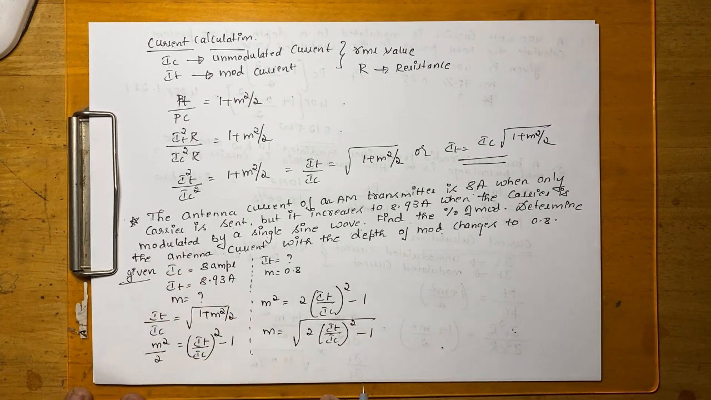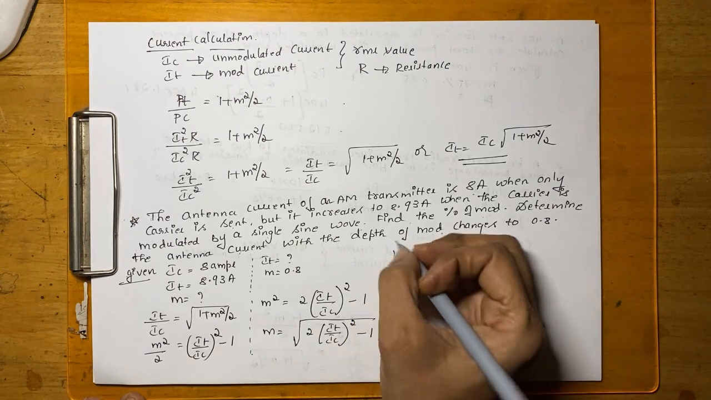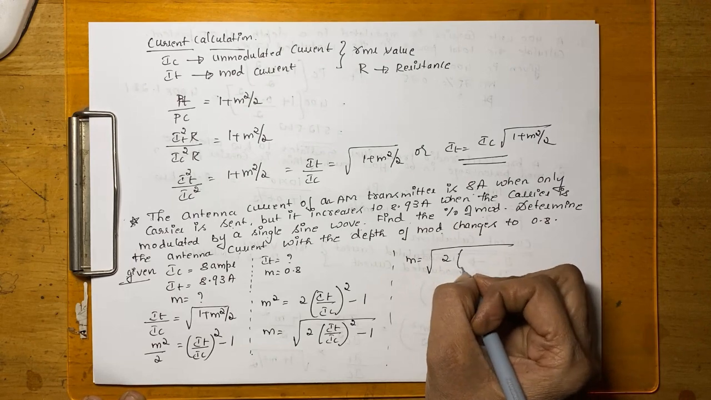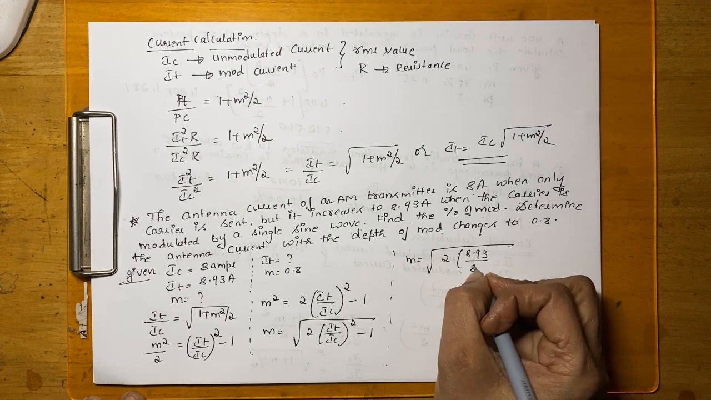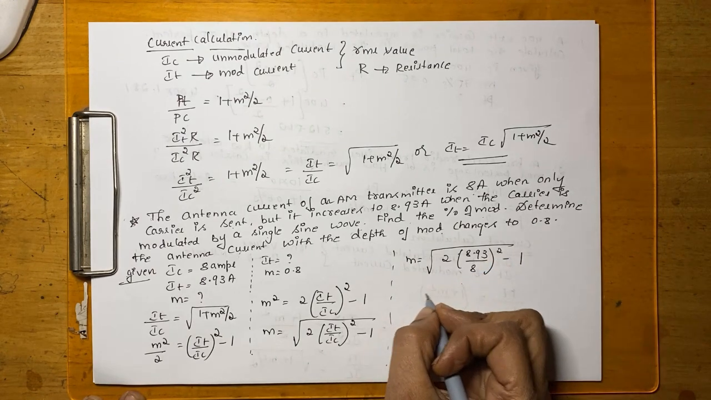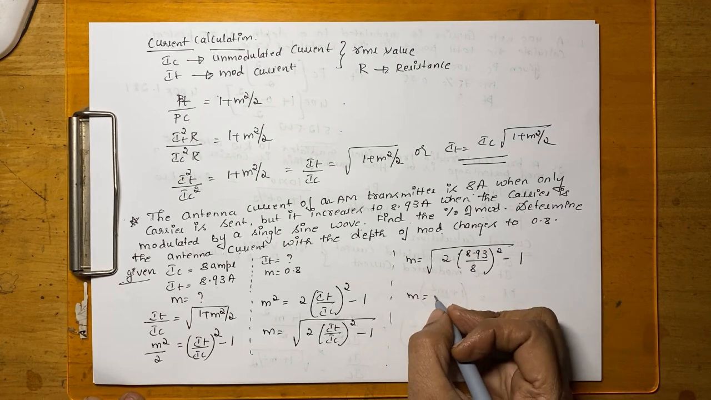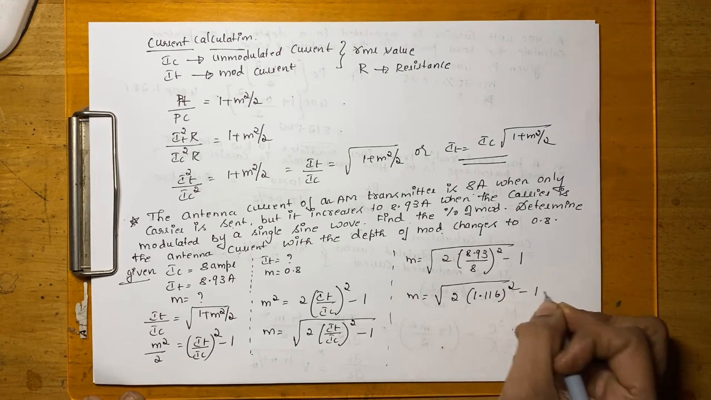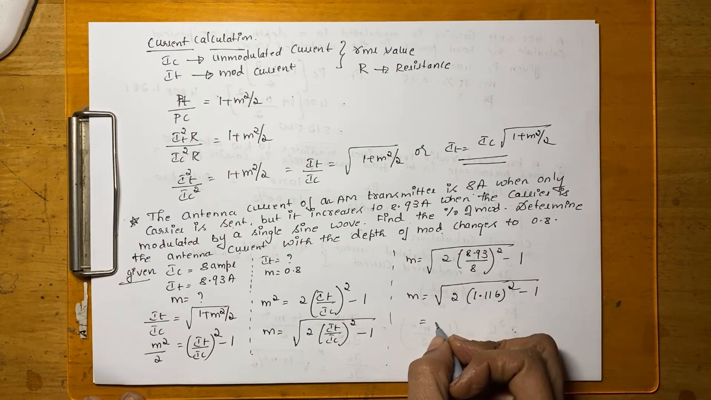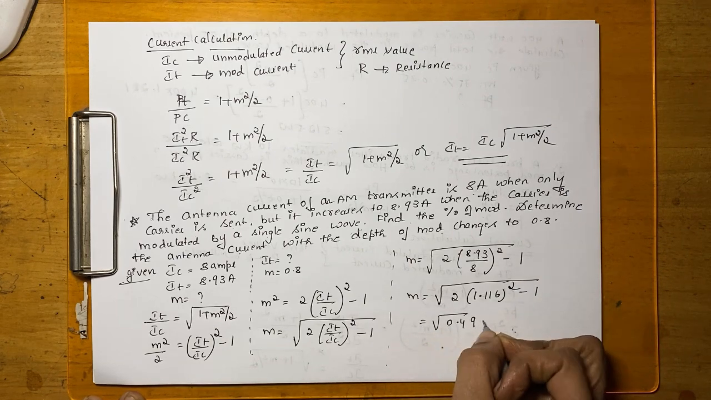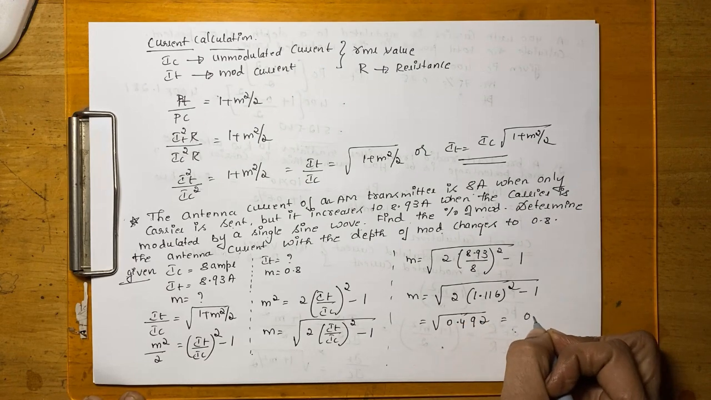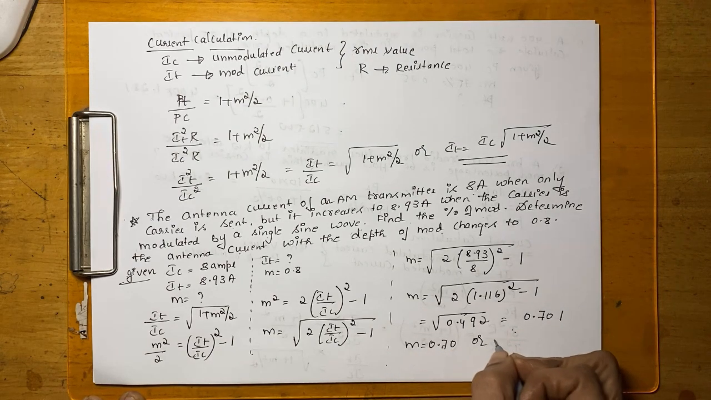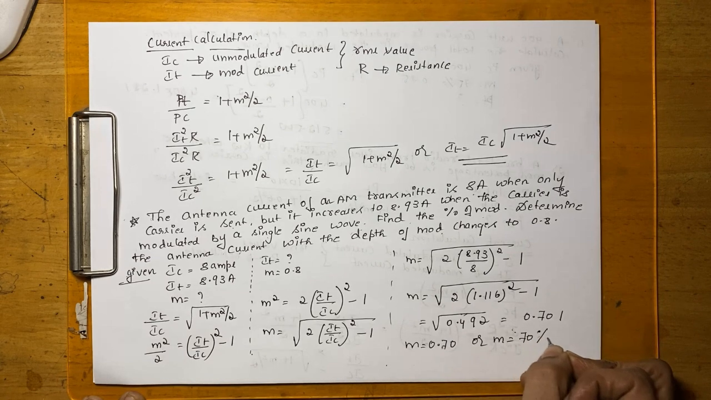Now substitute the values that have been given. After substitution, we get m is equal to root of 2 into, IT is 8.93, IC is 8, whole square minus 1. On solving this, we'll get root of 2 into 1.116 square minus 1, which is equal to root of 0.492, which is equal to 0.701. That is m is equal to 0.70, or in terms of percentage, we can write m is equal to 70%.